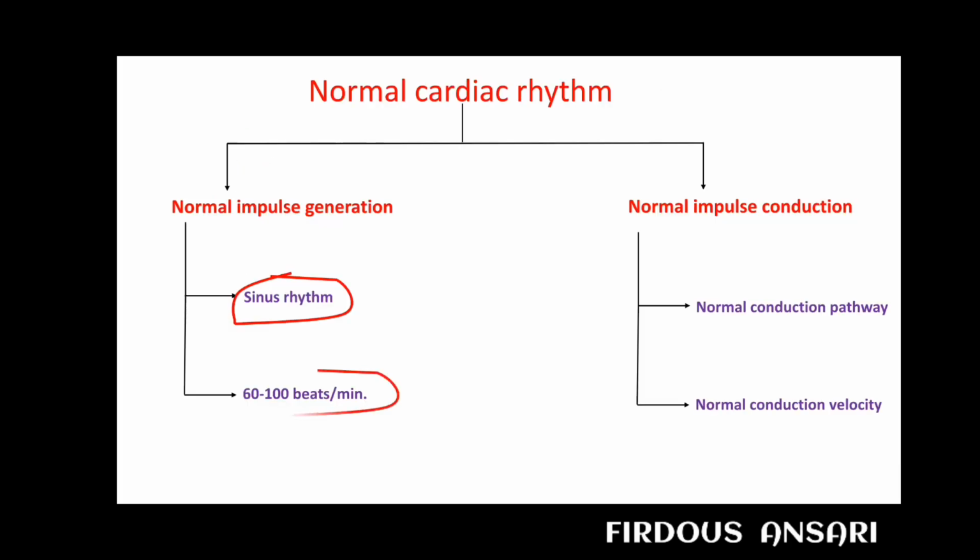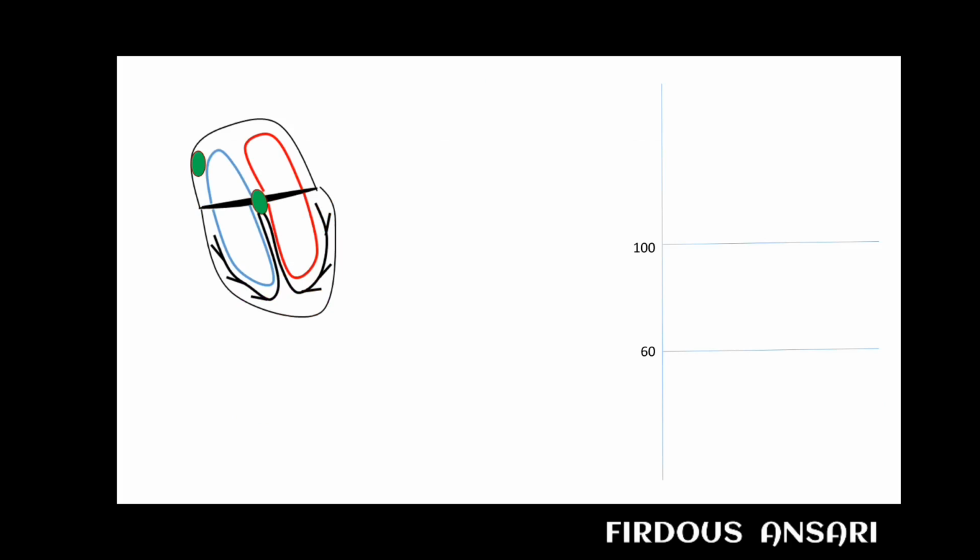Next, we'll check out a little bit about what happens when there is a fluctuation in the beats generated per minute. So, now suppose the impulses are generated from the SA node only, but the heart rate is more than 100. You can say the heart rate is nearly 100 to 150 beats per minute. So, this is known as simple tachyarrhythmia.